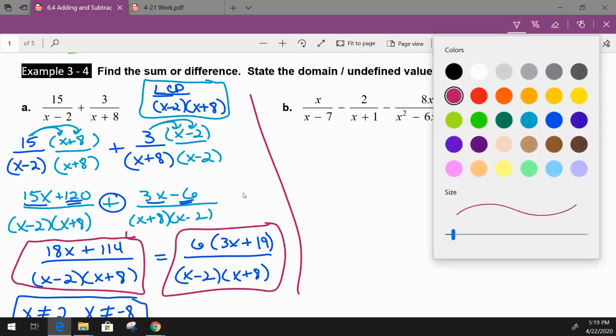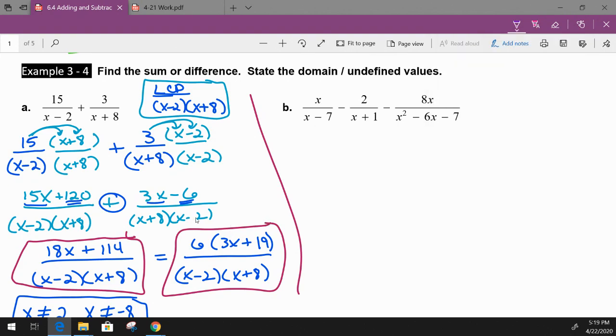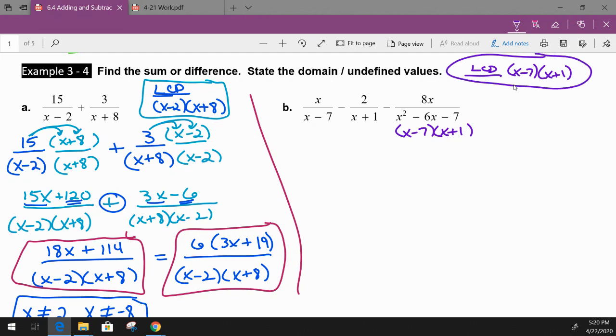So the next example, like I said, like this one, it's going to get bigger before it gets smaller. We'll use purple. If we look at our first two denominators, they cannot be factored. So your least common denominator is going to have a factor of x minus 7 and x plus 1. The third denominator can be factored. If I factor x squared minus 6x minus 7, it does give me the factors of x minus 7 and x plus 1, which are the same as these two. So your least common denominator will be x minus 7 times x plus 1.